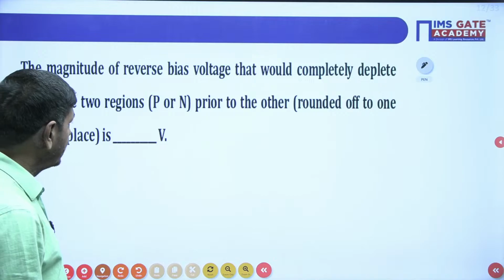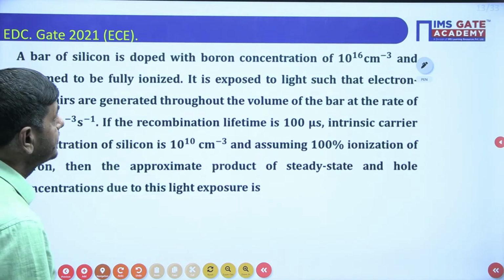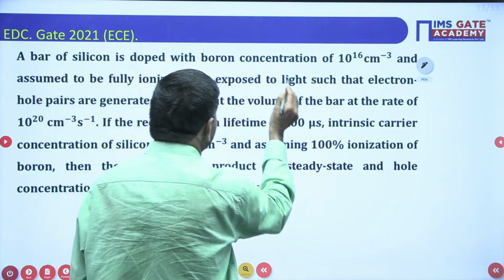Here I wish to note down the data which is given in the problem. What is given now? A bar of silicon with boron.